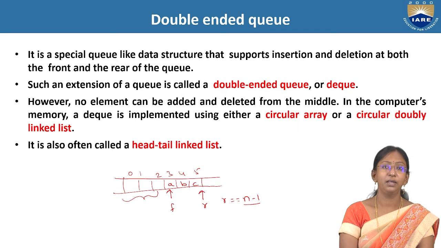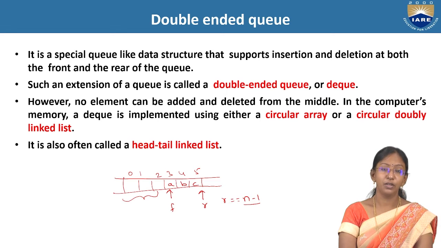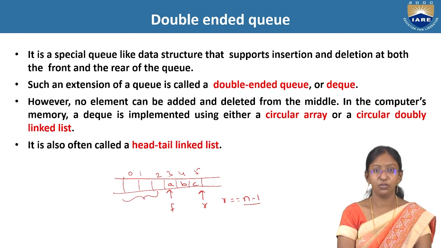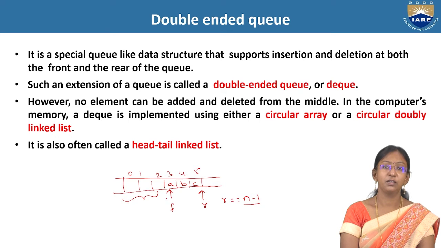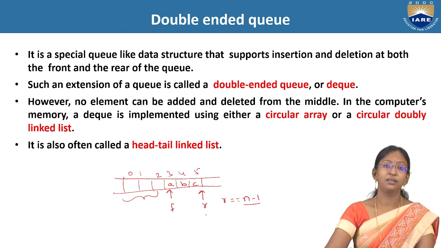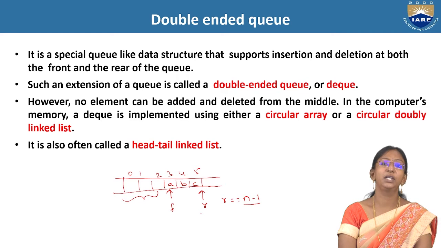To overcome that, we have come up with double-ended queues. It is a queue where there is no restriction on insertion and deletion. As the front end is normally specified for deletion, in a double-ended queue we can even insert the data at the front end. Whereas the rear end is normally used to insert the data, in a double-ended queue we can even delete the data at the rear end, right?